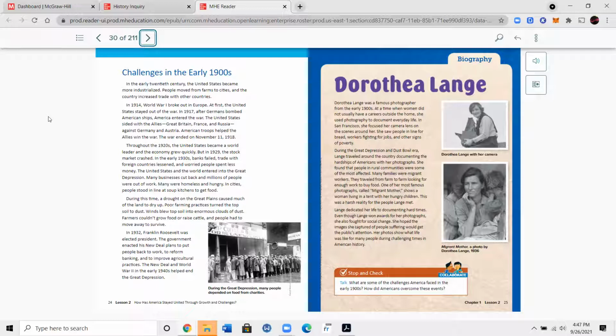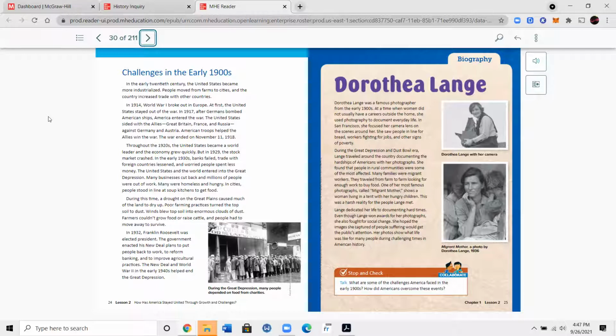In 1917, the Germans bombed American ships. America entered the war. The United States sided with the Allies, Great Britain, France, and Russia, against Germany and Austria. American troops helped the Allies win the war. The war ended on November 11, 1918.